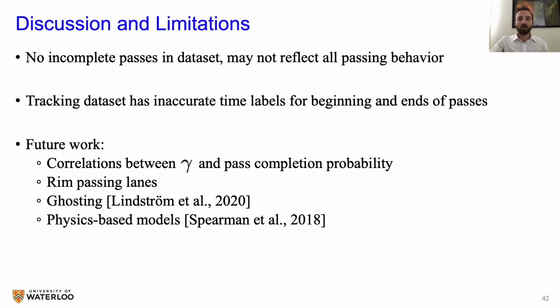We do acknowledge that our work still has several limitations. First, our dataset did not contain any data for incomplete passes. Therefore, our results may not be reflective of all passing behavior, and inaccuracies in the tracking data timestamps may impact our results. Future work hopes to involve gaining access to a dataset of incomplete passes and finding correlations between gamma values and pass completion probabilities. A natural extension of this work is to next model the passing lane for rim passes, and to include more advanced or realistic models of expected player movement, such as ghosting or physics-based models typically used in soccer.